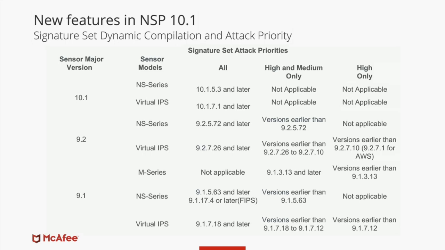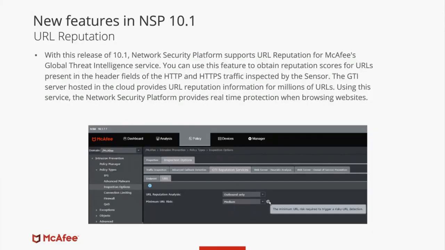A new feature introduced in 10.1 is a URL reputation service using the GTI infrastructure that we have. The primary use of this feature is to scan for headers in various fields of HTTP and HTTPS to determine what URL is being visited and then check that URL against the GTI database to see if it has been noted to be malicious. This is configured under Manager, Policy, Admin Domains, Intrusion Prevention, Policy Options, Inspection Options for the GTI Reputation Services sub-URL tab.